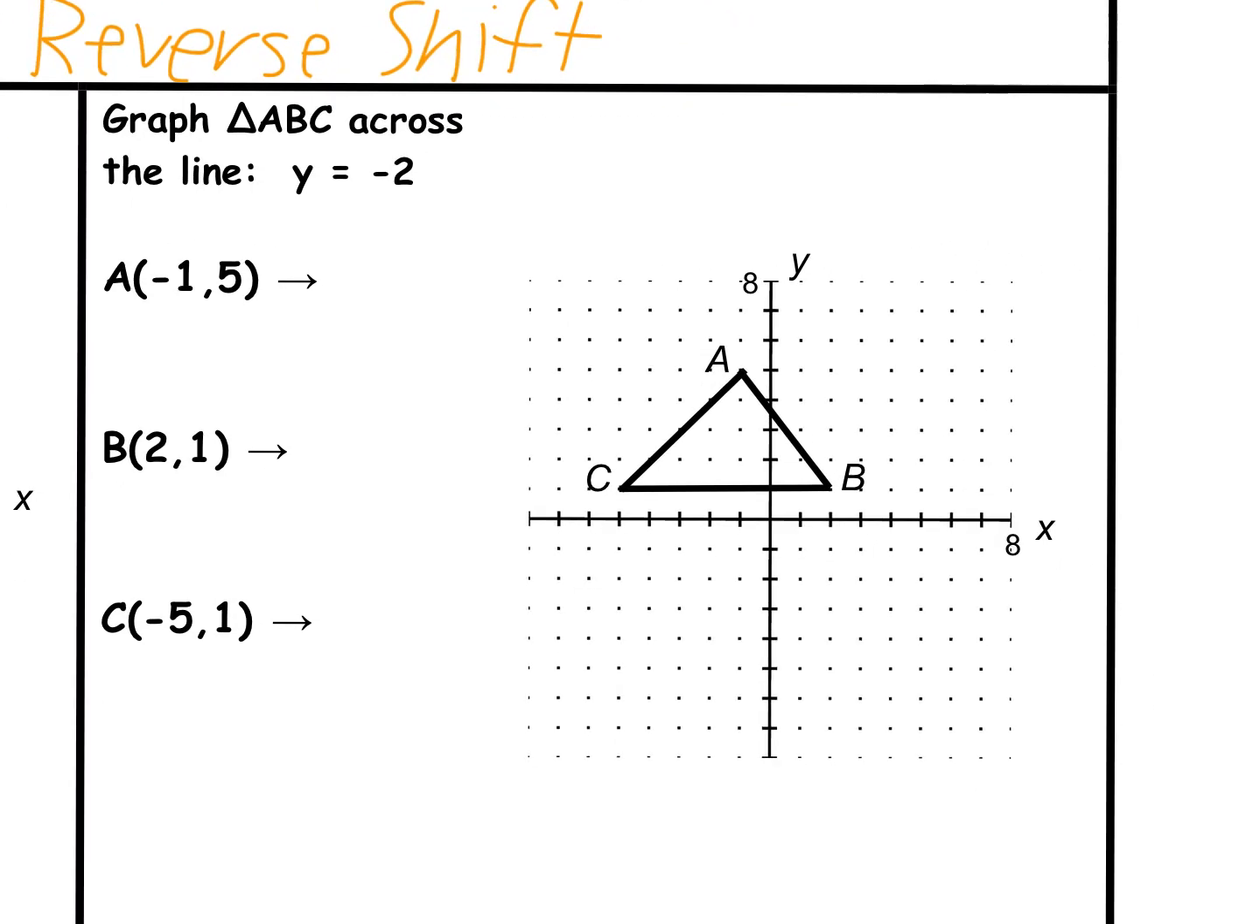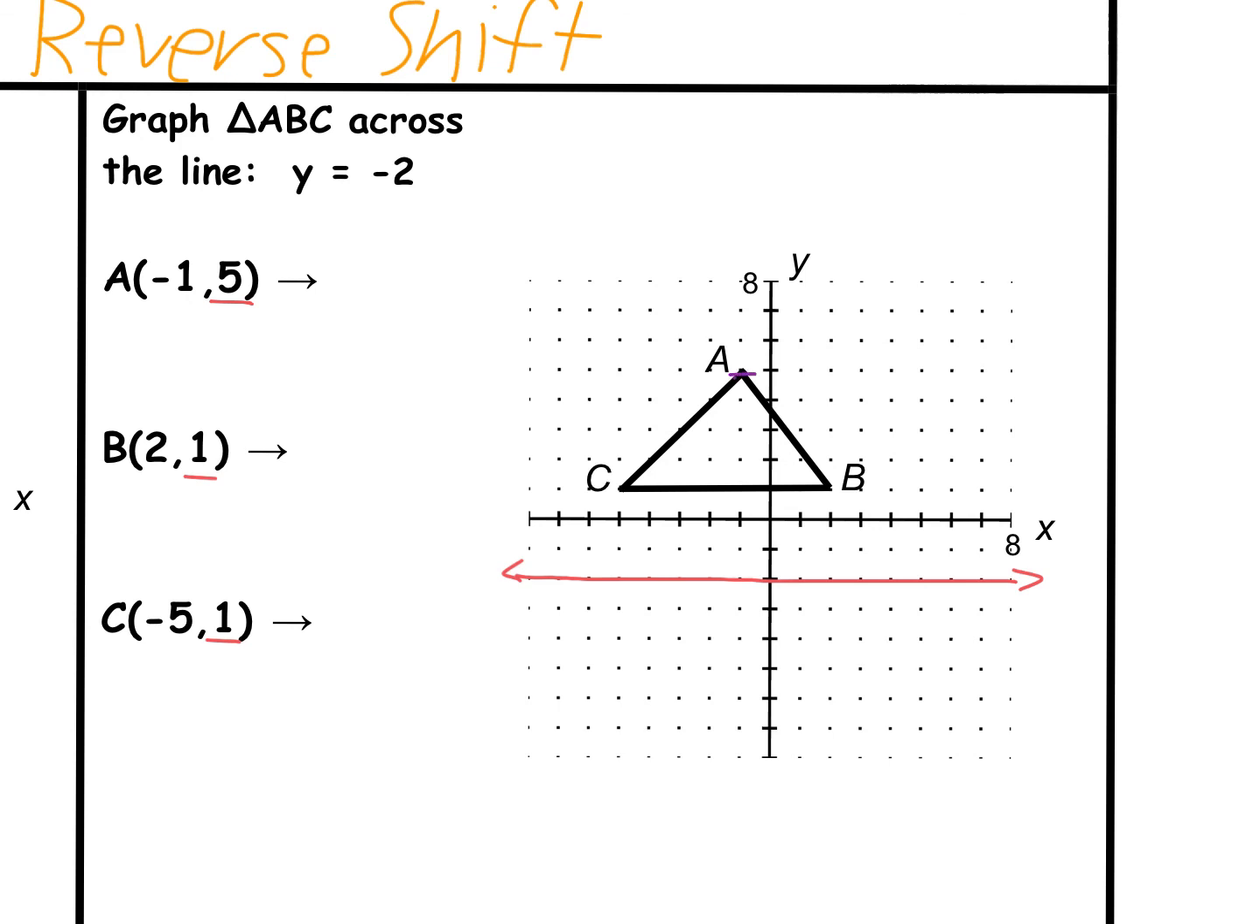Graph ABC across the line y equals -2. Well, -2 is going to be down here. I want to see how far each of my points are from y equals -2. Oh, sorry, skipped a step. Because I'm doing my y of -2, this is parallel to my x-axis. So I'm going to use x-axis rules, which means I'm changing my y coordinates here. So I want to see how far each of these y coordinates are from my line of reflection.